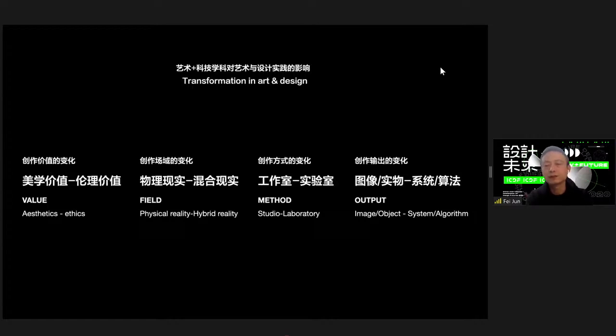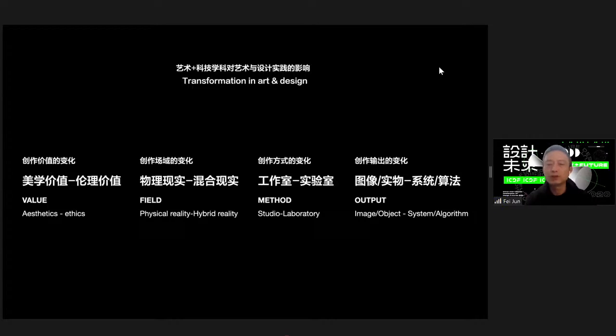The studio-centered artistic practice will be changed to cross-disciplinary practice based in a lab. Of course, the lab will not only be limited to the physical space, it can also be a way of working in cross-disciplinary practice.